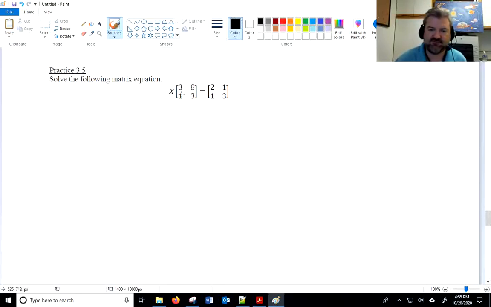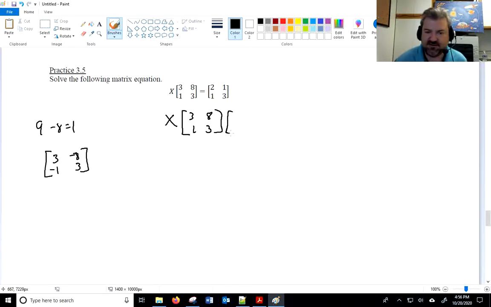Okay, so I'm going to find the inverse of this matrix. So I'll get the determinant. That's 9 minus 8 is 1. Again, that's convenient. So for the inverse, I just need to flip-flop the positions there, which actually doesn't change anything. And then here, these just change signs. So it becomes a -1 and a -8. So this is X times 3, 8, 1, 3 times 3, -8, -1, 3.